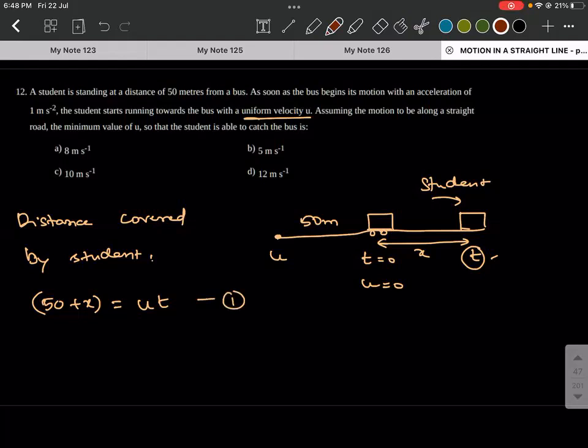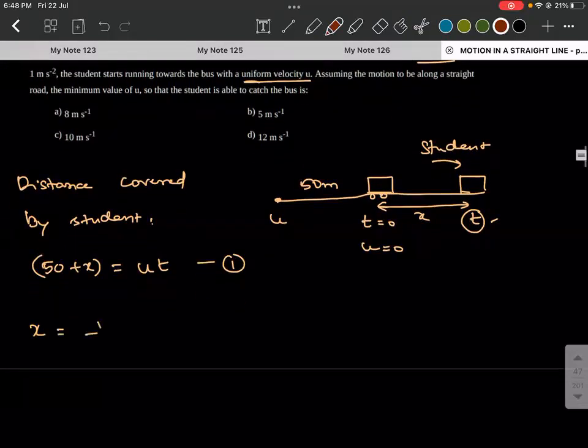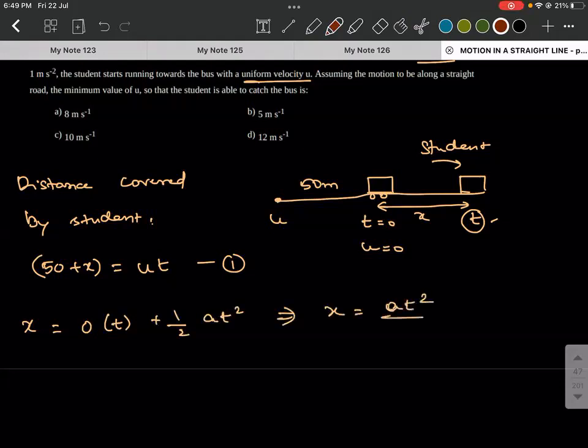But the bus is accelerating, with 1 meter per second squared. So what is the distance covered by the bus? s is equal to ut plus half at square. So s is x. Initial velocity of the bus is 0, time is t, plus half into acceleration into t square, which implies x is equal to at square divided by 2, which I'll call equation number 2.